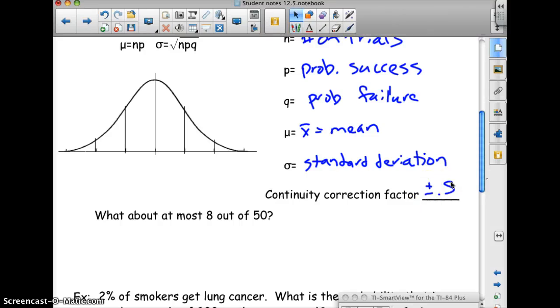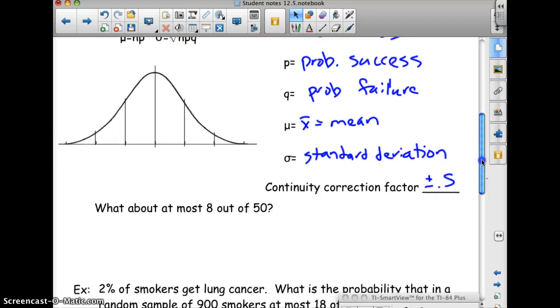If I want to know the probability that 8 or more will get divorced, then I'm going to look at it from 7.5 and up. And if I want to look at it like 8 or less, then I'd look at it from 8.5 and down. So at most, 8 out of 50.